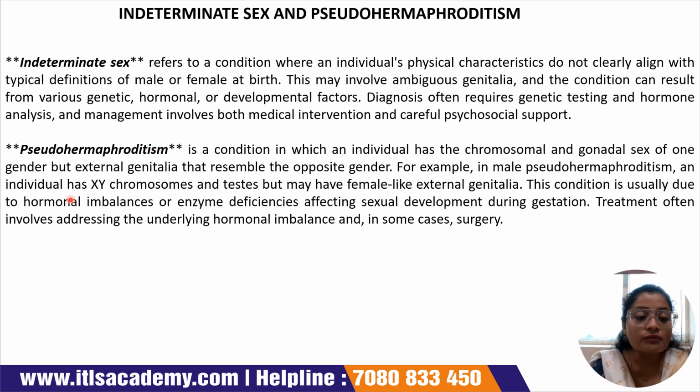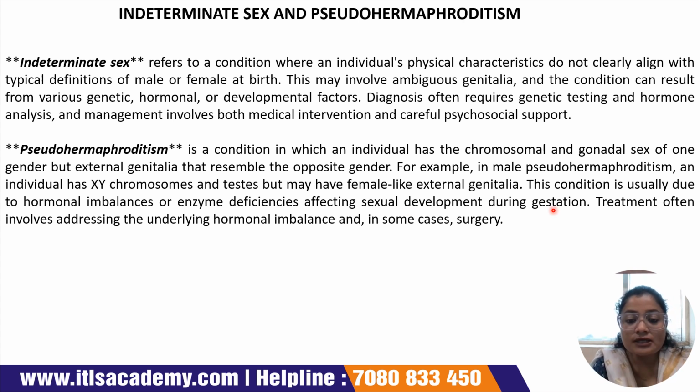Okay, and then when we talk about pseudohermaphroditism, it is a condition in which an individual has the chromosomal and gonadal sex of one gender, but external genitalia that resemble the opposite gender. So the chromosomal arrangement is of one sex, but the external genitalia that are present resemble the other sex.